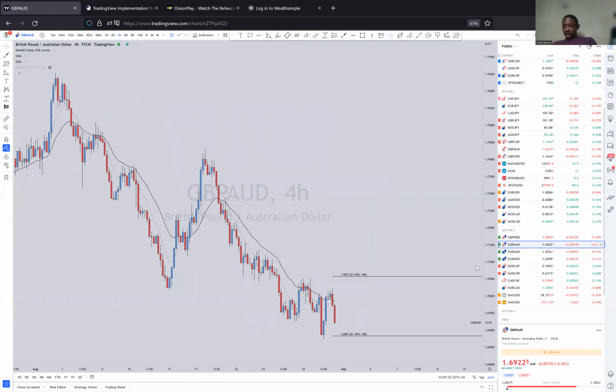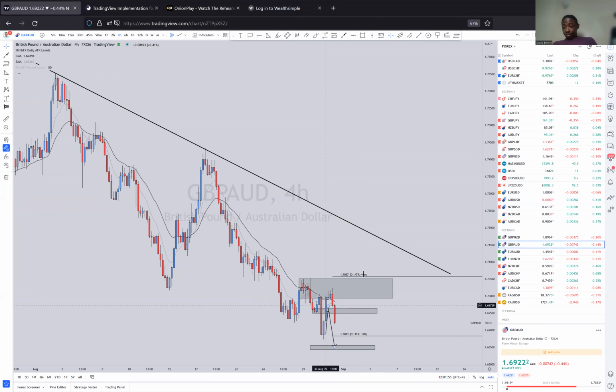GBP AUD, I posted this setup in the Telegram channel where we had a pullback. So price went a little higher into the zone and it's going down. So we're going all the way down here.